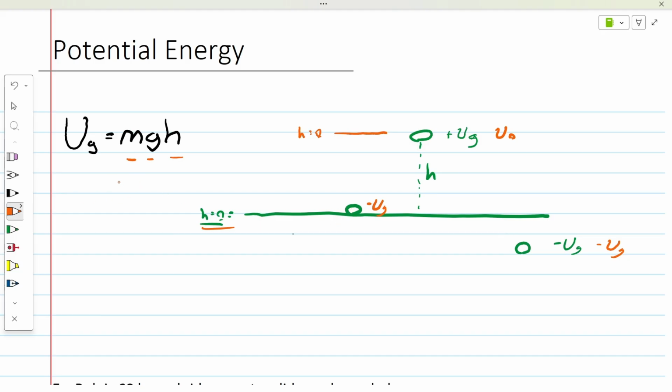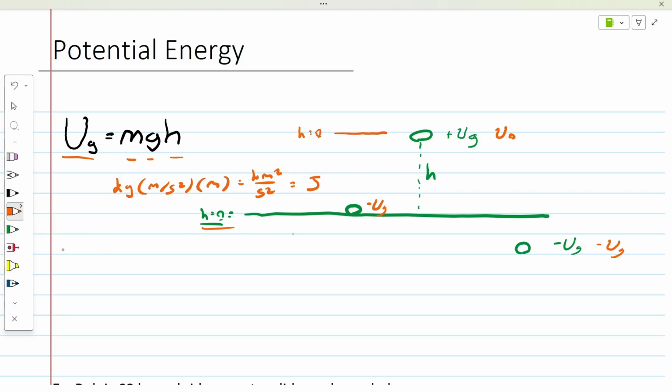And so a note on the units. For potential energy, we have kilograms, and then gravity is meters per second squared times the height, which is meters. So this is kilograms meters squared per second squared, which equals a joule. So this is indeed a unit of energy, just like kinetic energy or work.